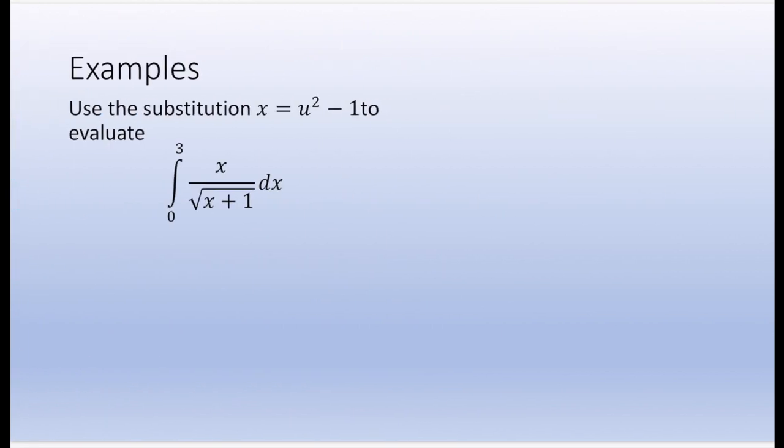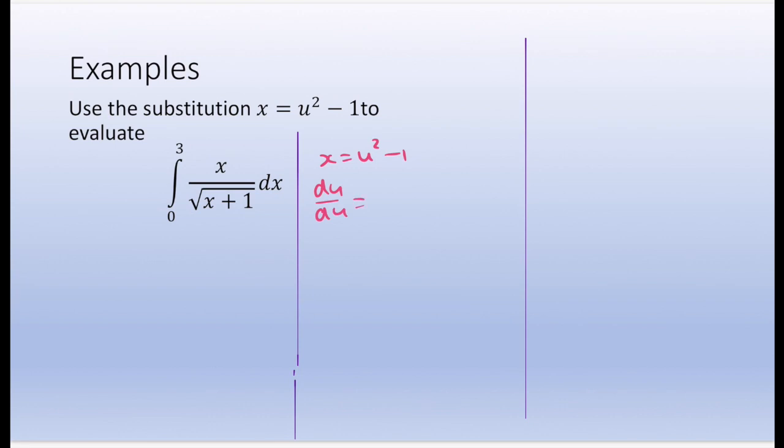Let's go to the second example. And we're going to set up our page again. Really important, this setup. And we're going to get started straight away. So we've got x equals u squared minus 1. dx/du will equal 2u. So it's very similar to the previous one. So dx equals 2u du.